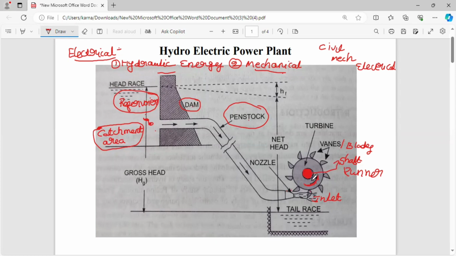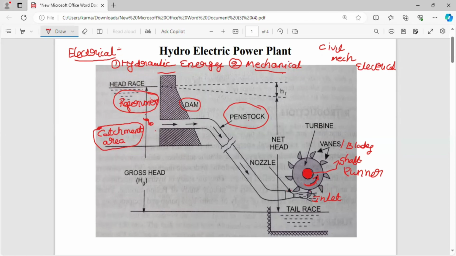So here the shaft rotates. That shaft is coupled with the shaft of the generator or electrical components. Then the electrical components will be in the operating condition, and electrical energy will be produced. So these are the major components involved in the hydroelectric power plant.